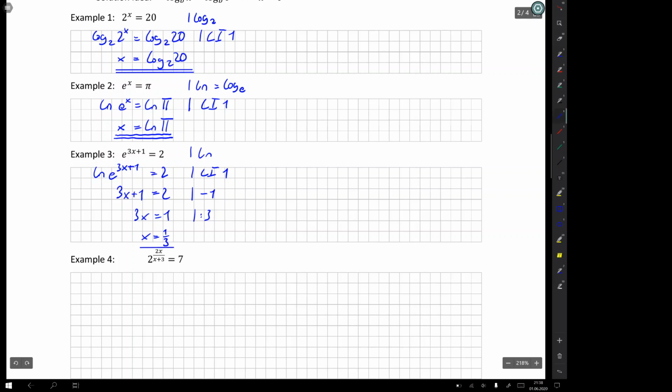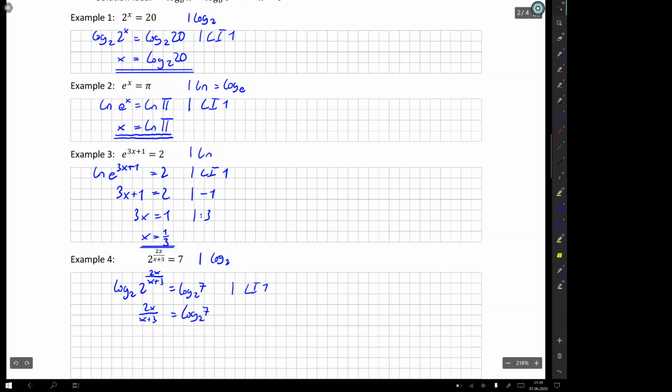Try to solve example 4. Here comes the solution. We take the logarithm in base 2. We get logarithm in base 2 of 2 of the whole expression, that equals logarithm of 7 in base 2. We use the logarithmic identity 1. We have 2x divided by x plus 3 equals logarithm of 7 in base 2.